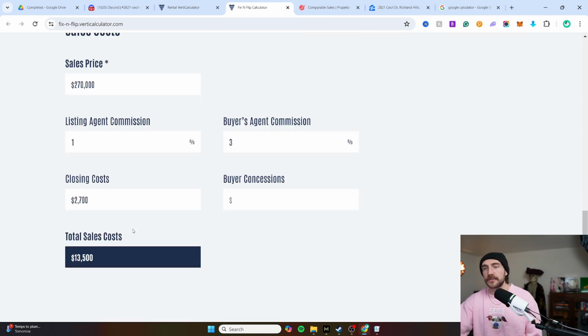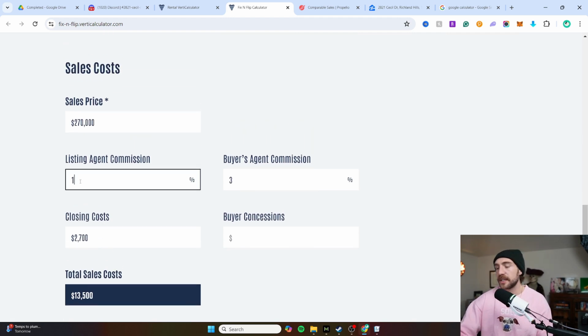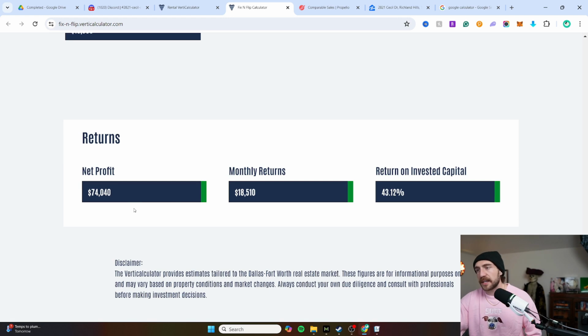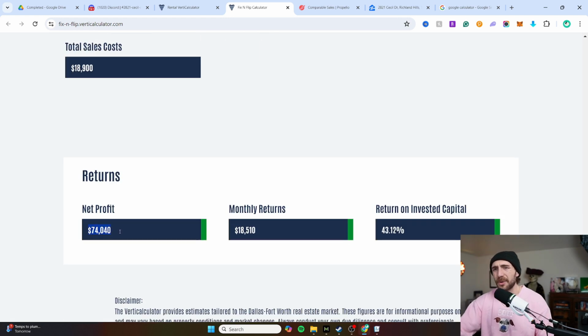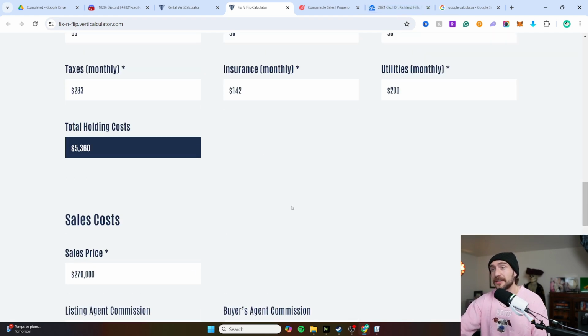When they sell it, guys, they're probably going to have to at least pay $13,500 in agent commissions. This is so minimal. This could easily be closer to 20%. So that means, guys, whoa, they're going to make 74 grand on this flip, 18 grand monthly returns, 43% profit. Yeah, this is a good deal. That's what I was saying earlier. If you can find these types of houses, this is a great deal.